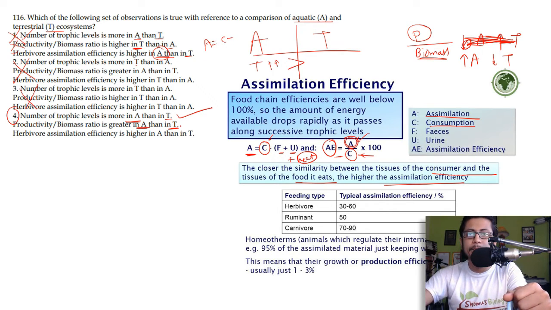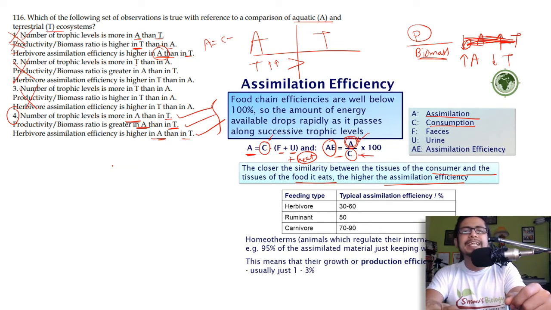The only option we are left with is option number 4. Why? The number of trophic levels is more in aquatic than in terrestrial. That's fine, this is true. Productivity by biomass ratio is greater in aquatic compared to the terrestrial. That's also true. Herbivore assimilation efficiency is higher in A than in T. Yeah, that's also true. So that's why option 4 is the correct one.